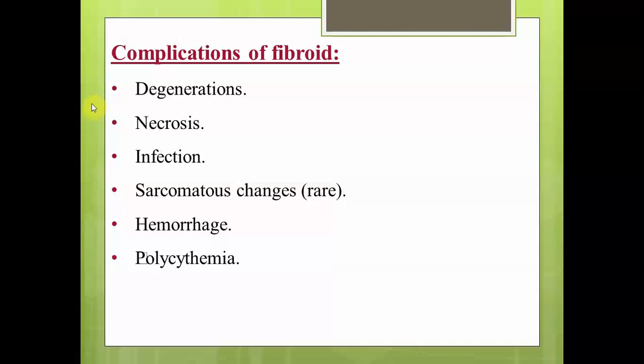The complications of fibroid, as we said previously, include degenerations, necrosis of the fibroid, infection of the fibroid, rarely sarcomatous changes, hemorrhage inside the fibroid, and polycythemia because of the pressure effect of the fibroid on the kidney, which will affect the erythropoietin hormone secretion, and this patient may have polycythemia. And thank you.